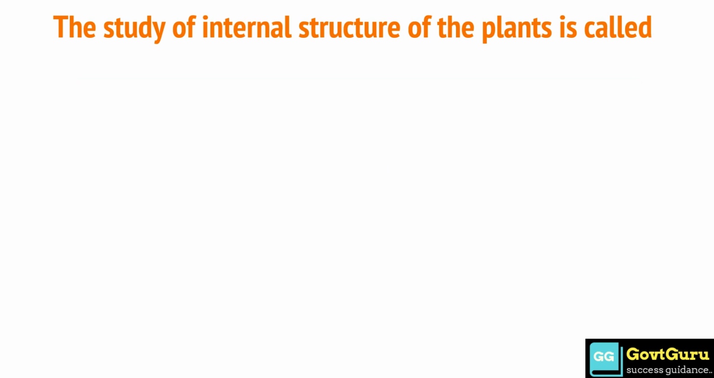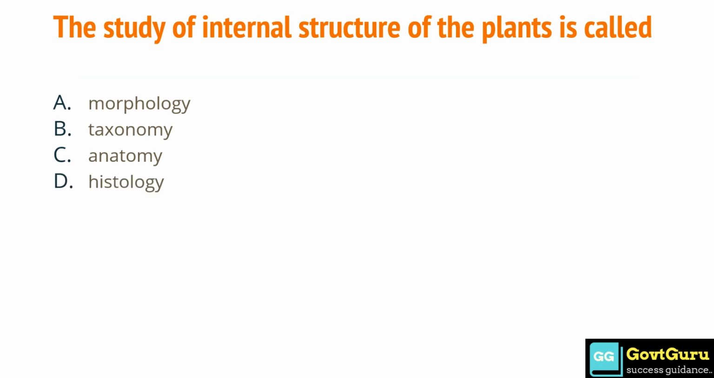The next question is, the study of internal structure of the plants is called? Option A, morphology. Option B, taxonomy. Option C, anatomy. Option D, histology. So the correct answer is option C, anatomy.